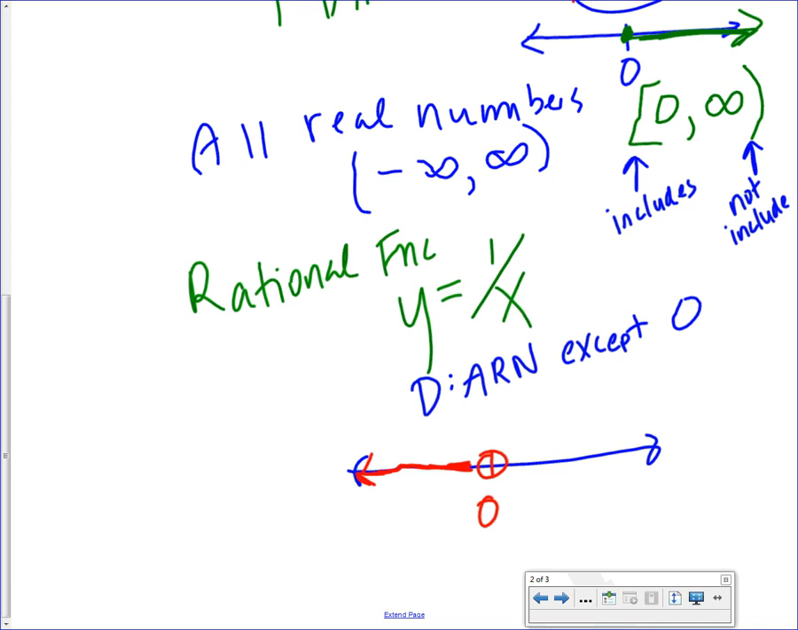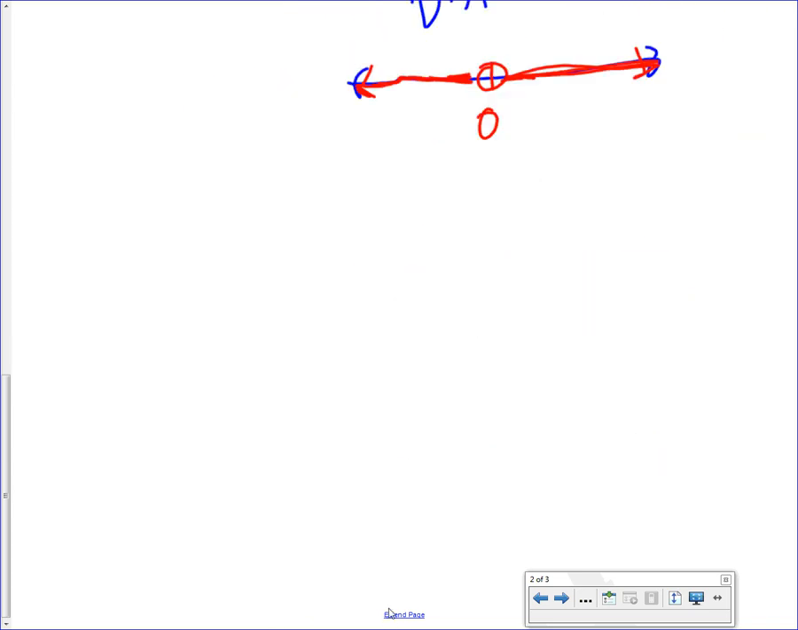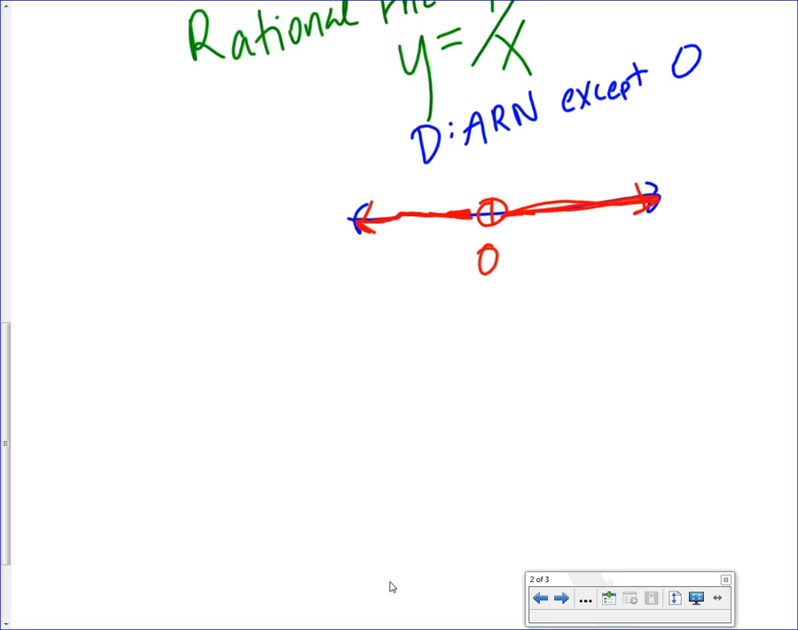And I could shade everything to the left and everything to the right. I can input any number. So I actually have two intervals here. On the left side, I have everything from negative infinity to 0. And then on the right side, I have everything from 0 to infinity. I do not include 0, so I have the round brackets instead of the square brackets.